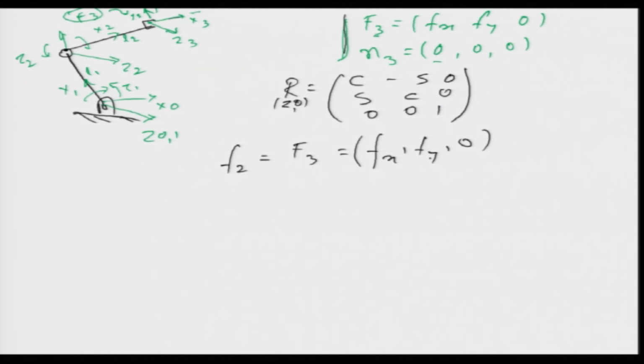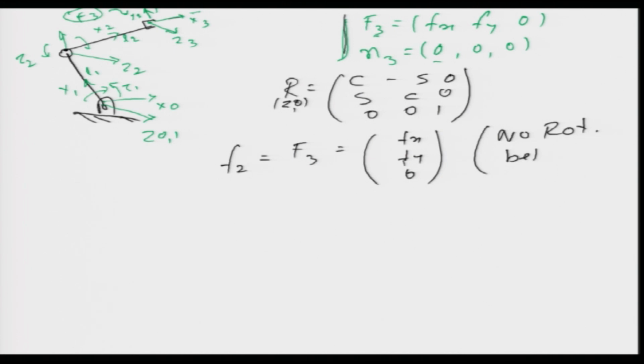essentially because, let me write it this way, F2 is equal to fx, fy and 0. Why? Because there is no rotation between the 2 and 3 axes. So, please note that. Now, what about N2? So, from the third frame we have come to the second frame in terms of force.